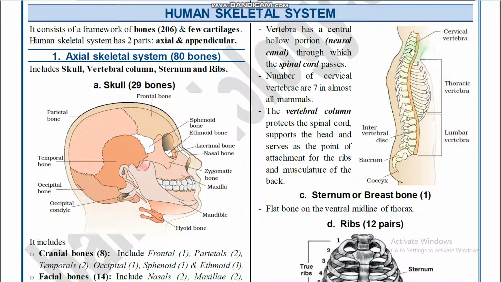And next one, the number of cervical vertebrae is 7 in almost all mammals. So there are 7 cervical vertebrae in all mammals. In some mammals, a greater number of cervical vertebrae is also present, like the giraffe, right? The vertebral column protects the spinal cord, supports the head, and serves as the point of attachment for the ribs and muscles.